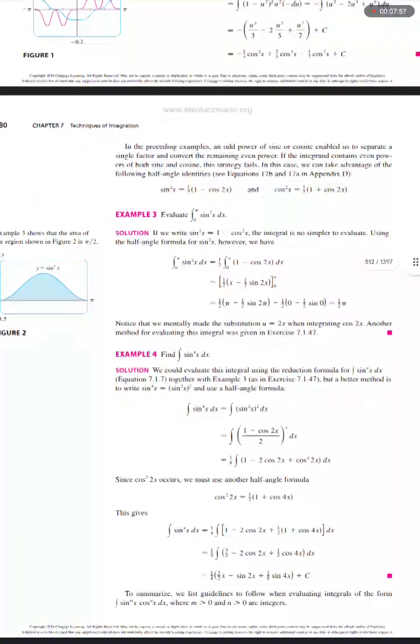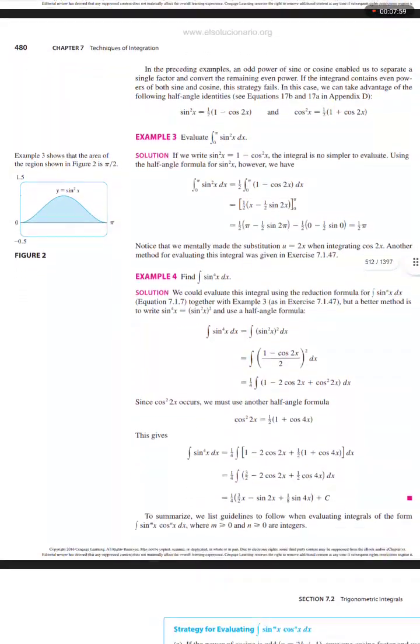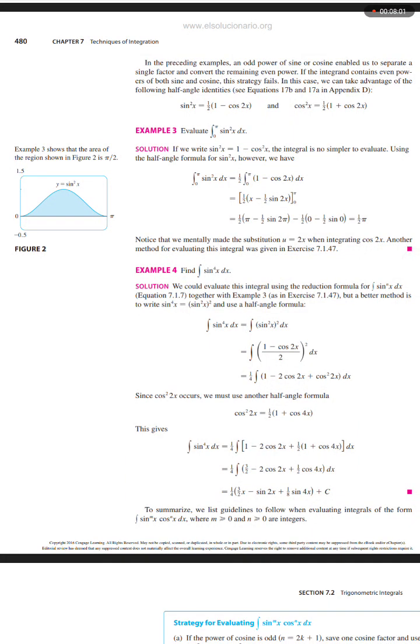Example 3. Evaluate the integral from 0 to pi of sine squared x dx. Sidebar, example 3 shows that the area of the region shown in figure 2 is pi over 2. See figure 2, y equals sine squared of x. Back to the text solution.